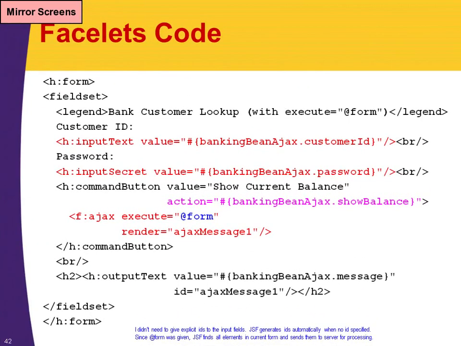So here's an example of that sort of thing. Here we've got a customer ID and a password, and then the command button has an action to say show balance, and the execute says, okay, all of the widgets inside the form should be sent to the server and executed, which in fact it does, and what's going to get rendered is this output text, which is at the bottom there.